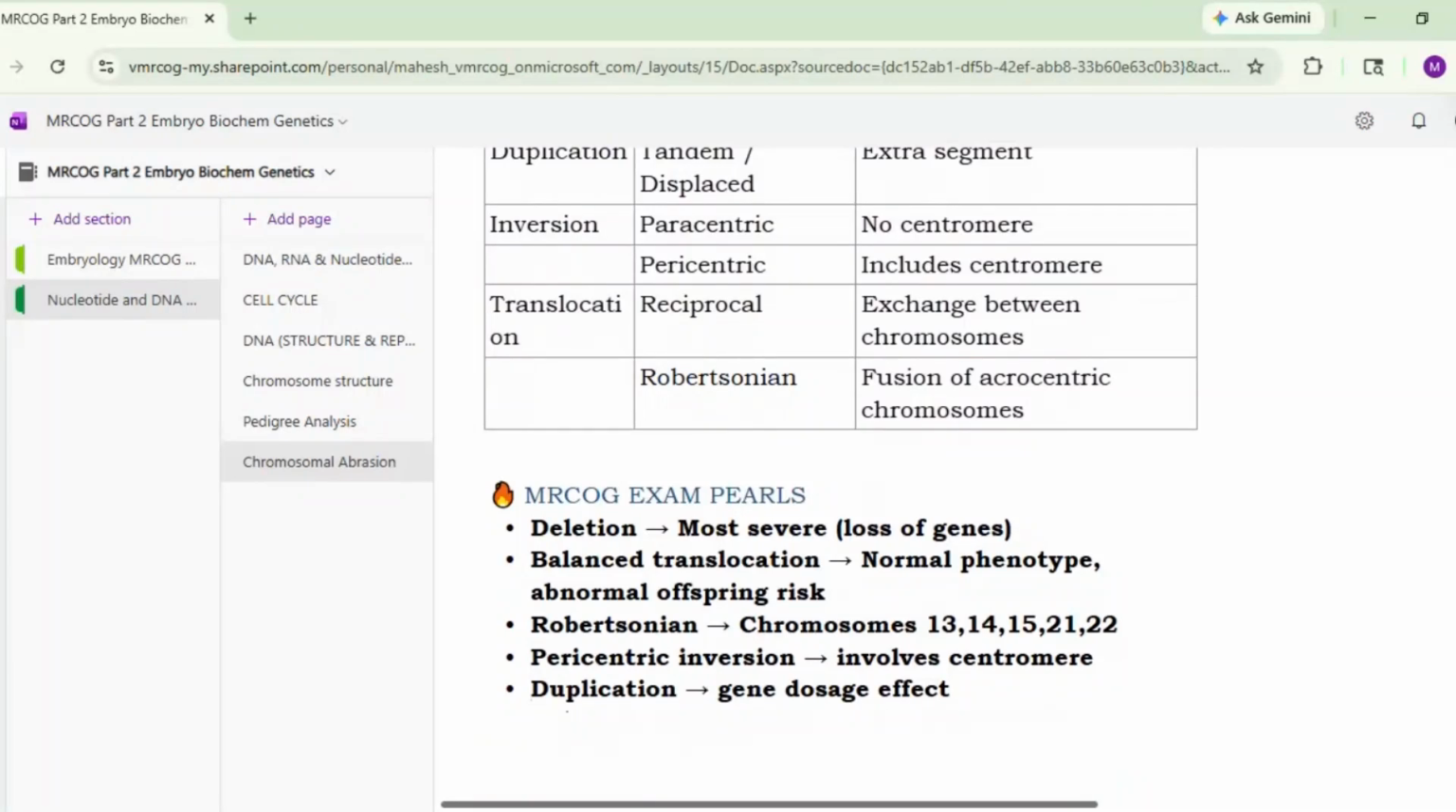So the take-home message is that deletion causes the most severe cases because of the loss of genes. Balanced translocation gives a normal phenotype but carries abnormal offspring risk. Robertsonian translocation happens in the acrocentric chromosomes, that is 13, 14, 15, 21, 22. Pericentric inversion involves the centromere. Duplication leads to the gene dosage effect. Okay, so that finishes the chromosomal aberrations. Thank you.